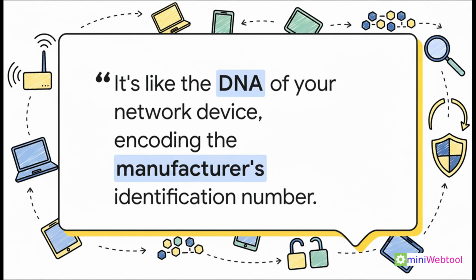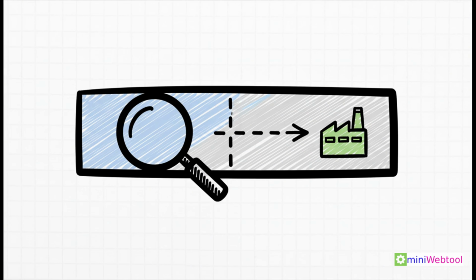A really fantastic way to picture it is as the DNA of your network device. Just like your real DNA carries genetic info, a MAC address carries information about its origin, and specifically who the manufacturer is. And here's the biggest clue hidden inside that DNA. The first 6 characters of that long MAC address, they're not random at all. That's what's called the OUI, or Organizationally Unique Identifier. It's a code given exclusively to a specific company. So if you can decode that part, you can figure out who built the device.